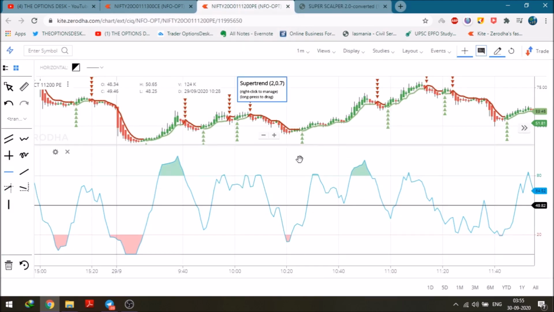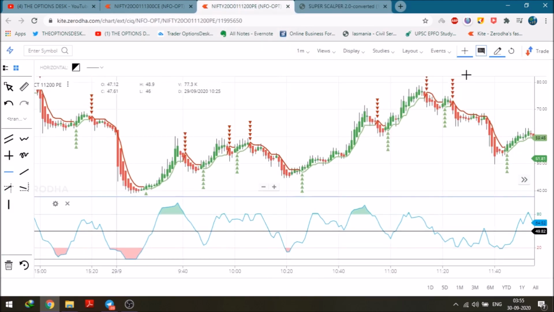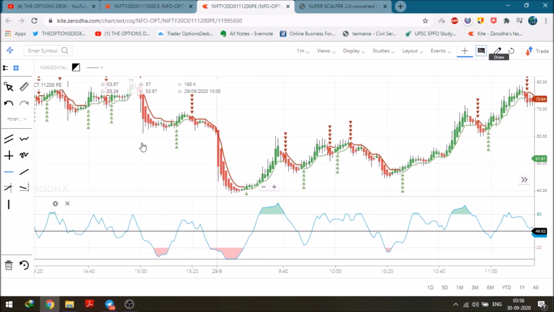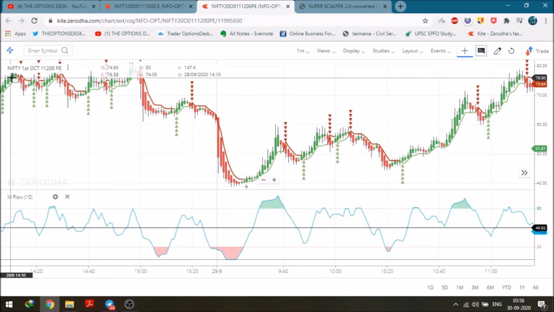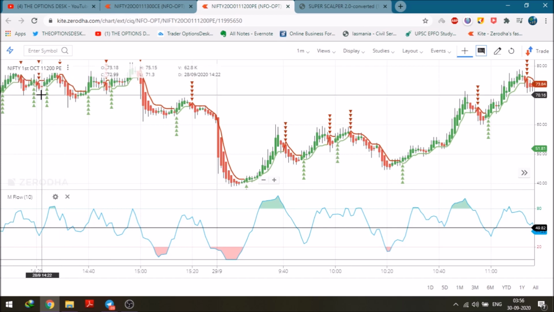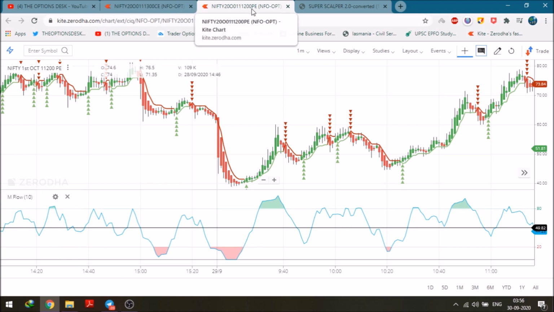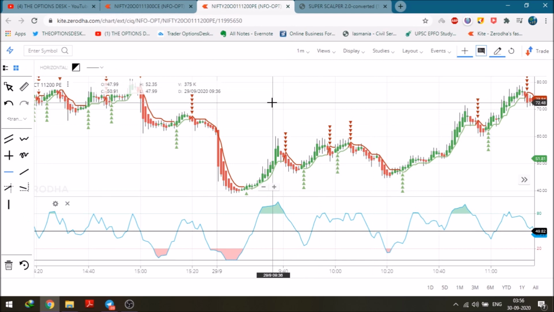Okay, so now let's bring it down. Let's remove the pencil. No, let's keep the pencil. So as you can see, the pencil, it gets hidden here. So just remember, it is Nifty 1st October 11,200 put, and this is the money flow index that is at 10. You can also see 11,200 put here, 11,200 CE here. So now let's click the pencil again, because it will help me in marking the levels.